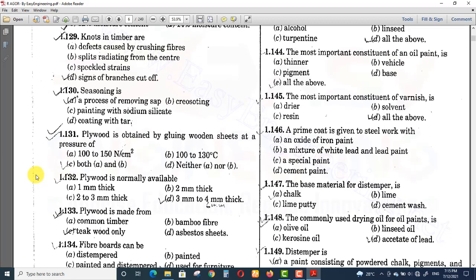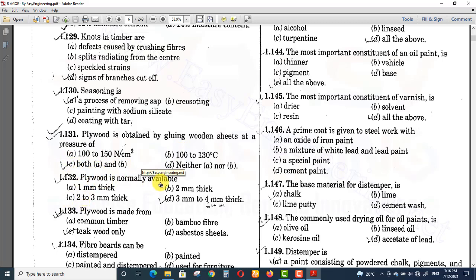Plywood. This is again a sort of question in which we need to remember these values. Whenever we glue the different slices of wood together to make a plywood, we put a pressure of 100 to 150 Newton per centimeter square, and we also provide a temperature of 100 to 130 degrees centigrade to get the plywood. So both option A and B are right. So the right answer is both A and C. Option number C.